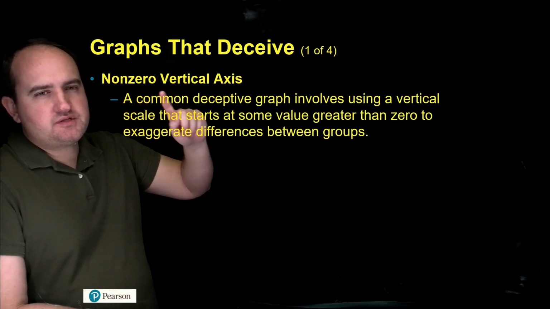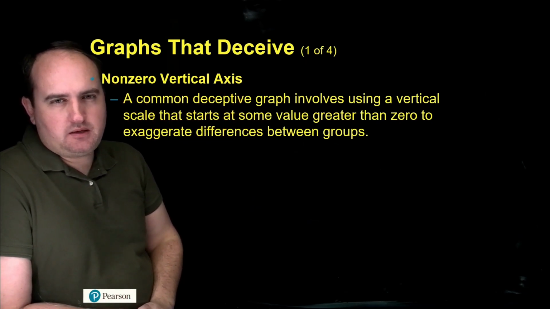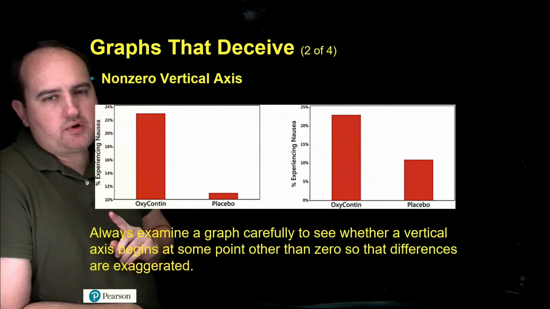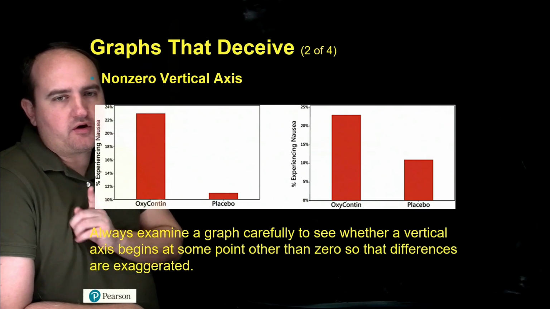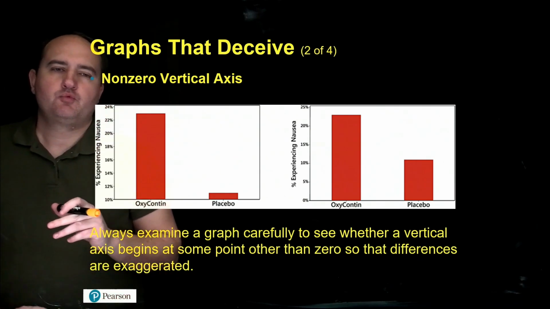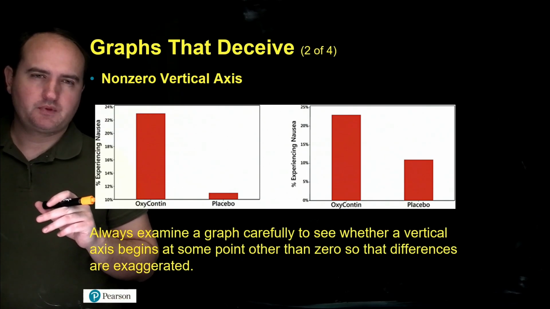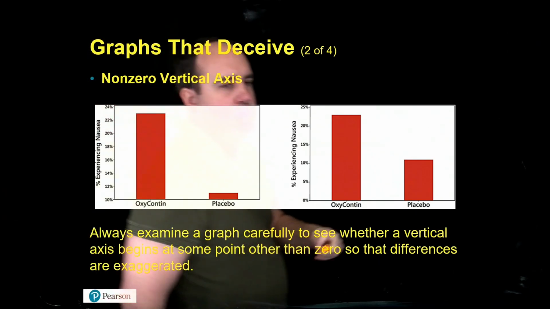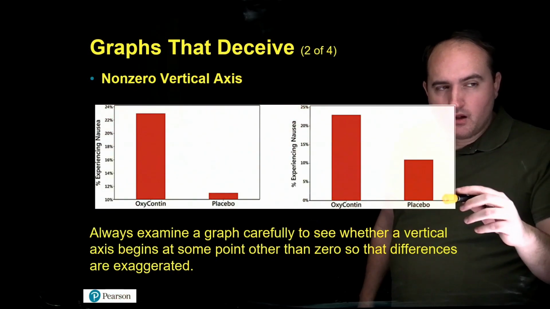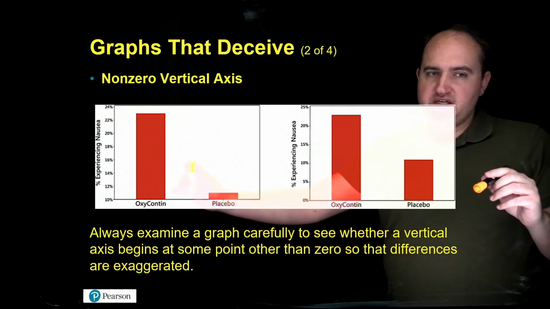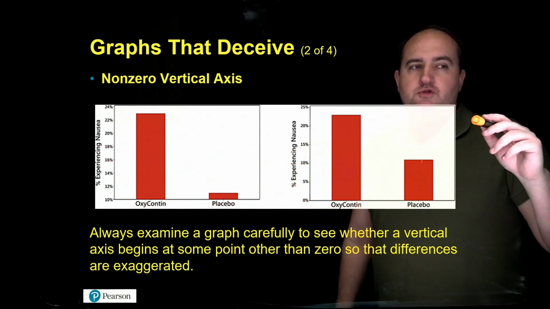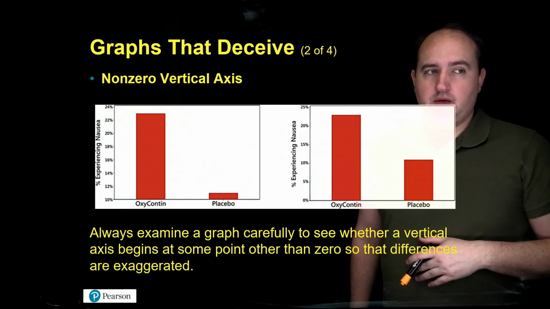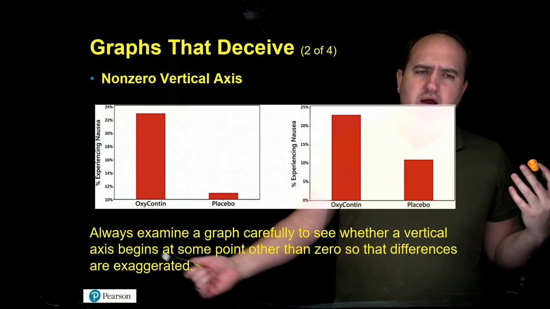So when I say non-zero vertical axis, I just mean, for example, in a bar graph, it would be where we start at some number on our vertical axis. We start at some number besides 0. So if you look at this bar graph on the left, and then the bar graph on the right, believe it or not, these two bar graphs are supposed to be representing the exact same data set. Okay? So what gives? Why do they look so different?